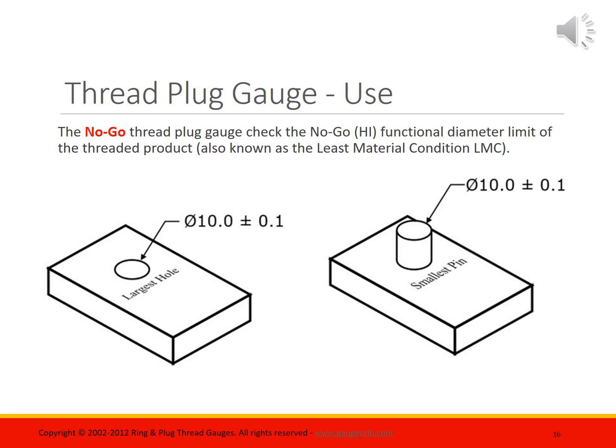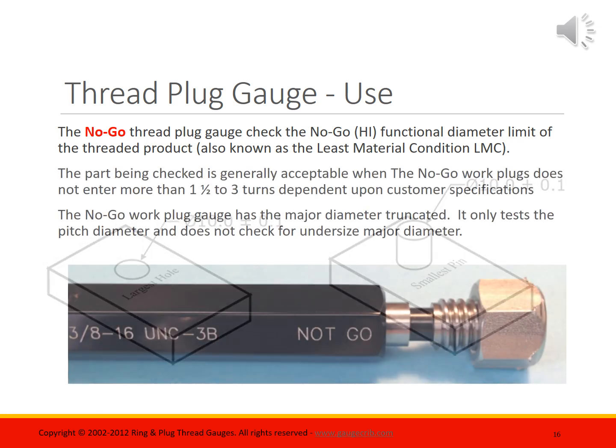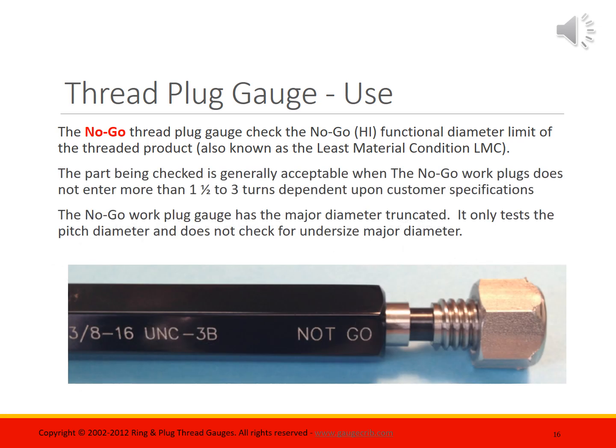In the world of fastening, we are verifying the functional diameter limit, and this helps to ensure there is a sufficient amount of material for the required operational strength of a fastener or fastened joint. The part being checked is generally acceptable when the no-go threaded plug gauge does not enter more than 1.5 to 3 turns, dependent upon customer specifications. The no-go thread plug gauge has the major diameter truncated. It only tests the pitch diameter and does not check for undersized major diameters.